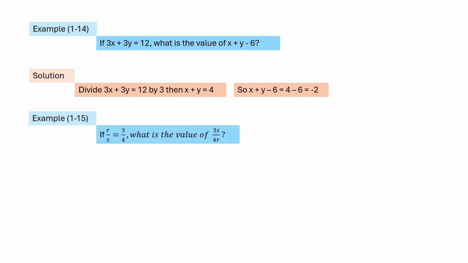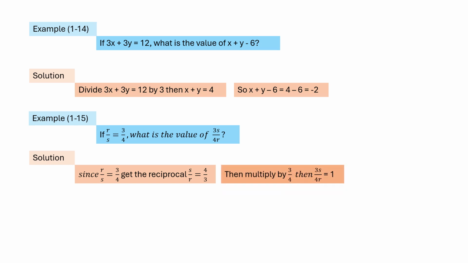Example 115. If r over s equals 3 over 4, what is the value of 3s over 4r? Look at the request, 3s over 4r. Look at the given: it is the reciprocal of s over r, because the given is r over s. So you can take the reciprocal of the left-hand side, r over s, to make it s over r. It will be 4 over 3. So substitute s over r in the request. You will get the answer 3 over 4 times 4 over 3, which is 1.